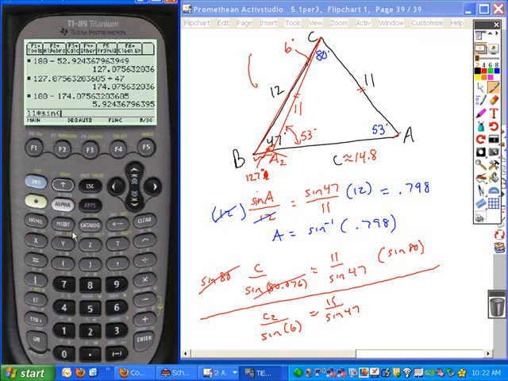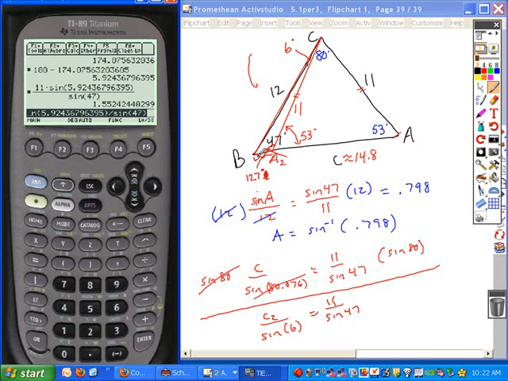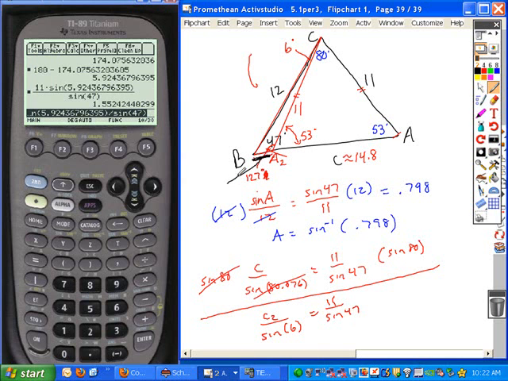times the sine of this 6 degrees, which is, here's the exact answer, so I'll enter that in my calculator, and then that whole thing is divided by the sine of 47. Hit enter, and my new side here has a length of 1.6. Again, if I'm rounding to the nearest tenth.